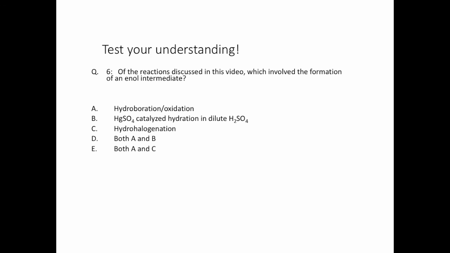So of the reactions discussed in this video, which involve the formation of an enol intermediate? Hydroboration oxidation, mercury 2 catalyzed hydration and dilute sulfuric acid, hydrohalogenation, both A and B, or both A and C.